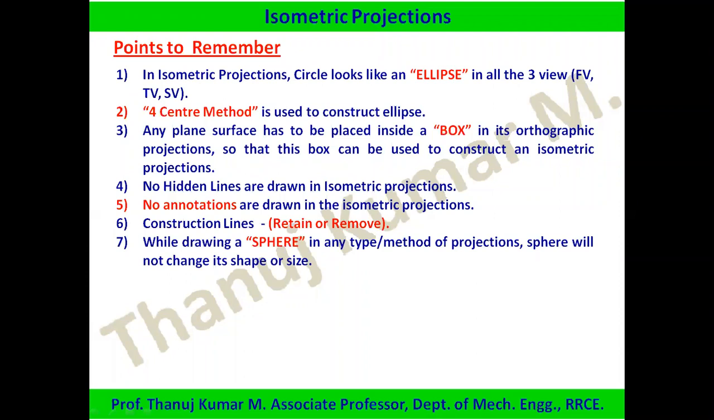Sphere looks like a circle only in any view, whether you take isometric, orthographic, diametric, trimetric projections, perspective view, auxiliary plane view, etc. In every view, a sphere looks like a circle only. It will not change its shape or size. That is the exceptional one point you have to remember.